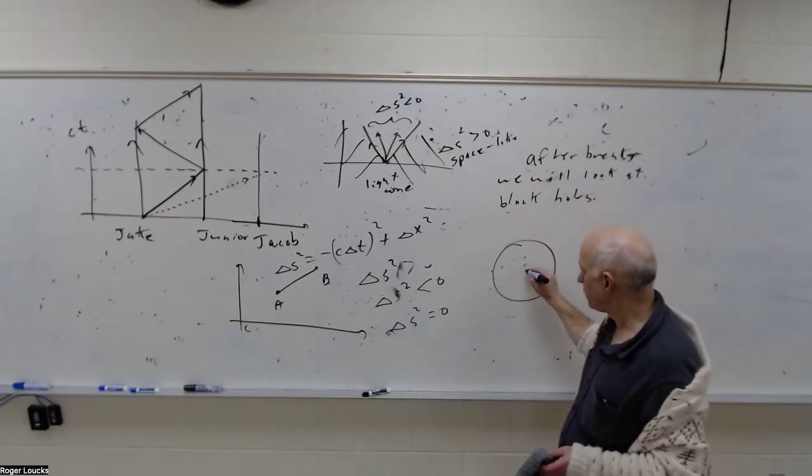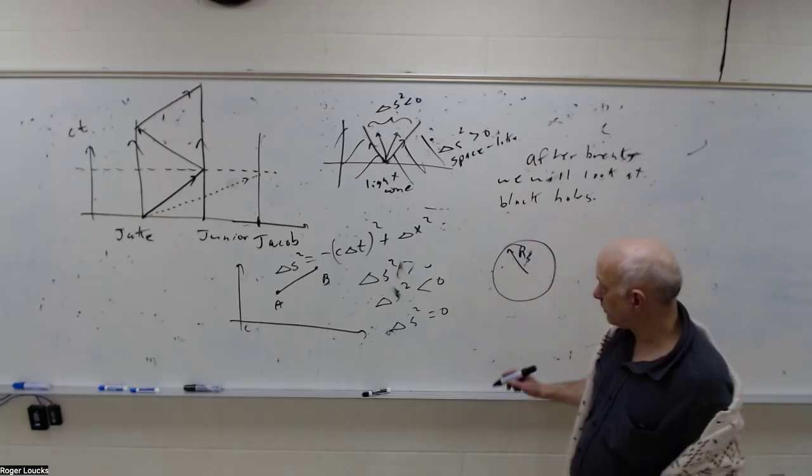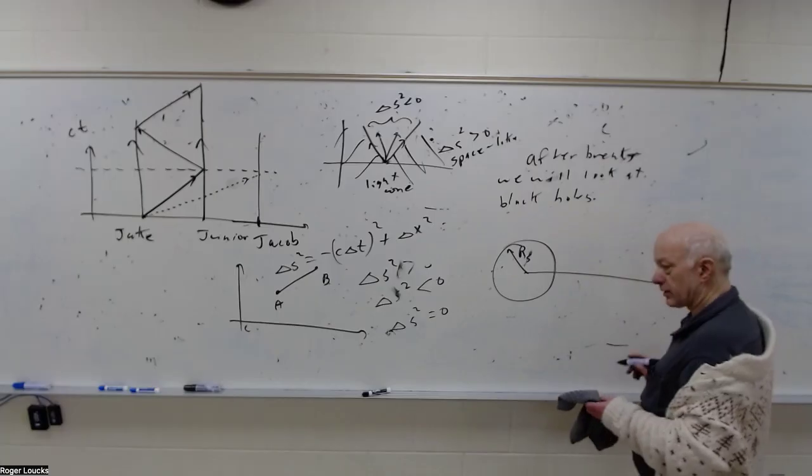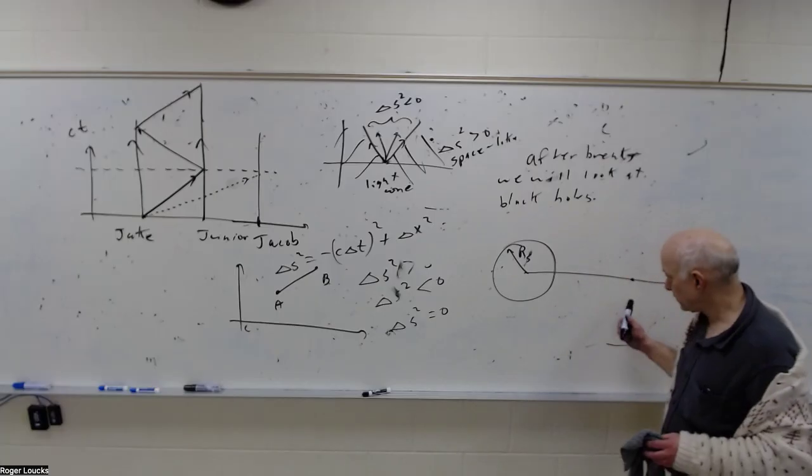So here's your black hole. There's something called a Schwarzschild radius. Don't worry about what it is. It's going to be something called an event horizon. This is going to be R here like this. And let's say you're here. This is far away.